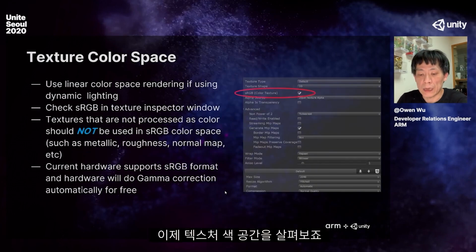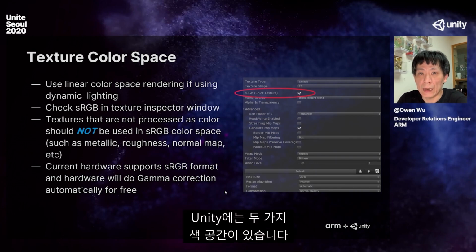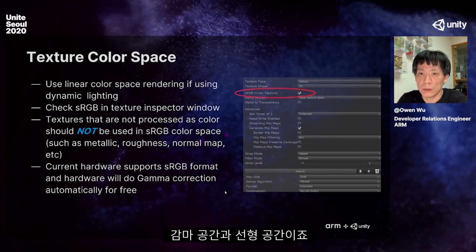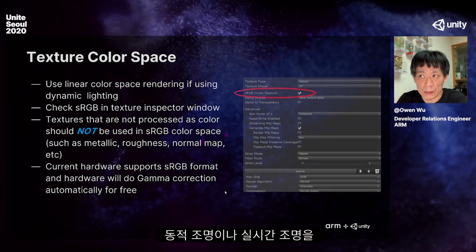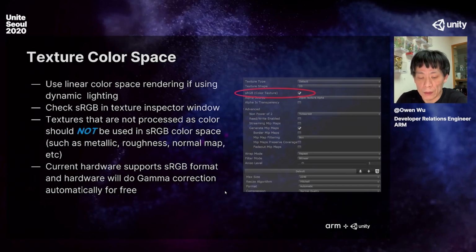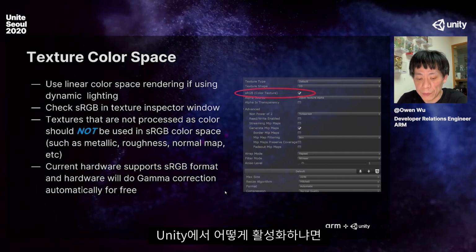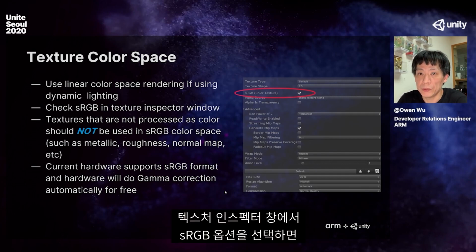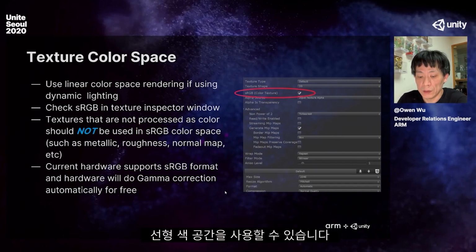And next one, texture color space. In Unity, there are actually two different texture color spaces, gamma space and linear space. So if you are using dynamic, real-time lighting for your game, then you should choose to use linear space to get the correct lighting result. And in Unity, you can check the sRGB option in the texture inspector window to use linear color space.